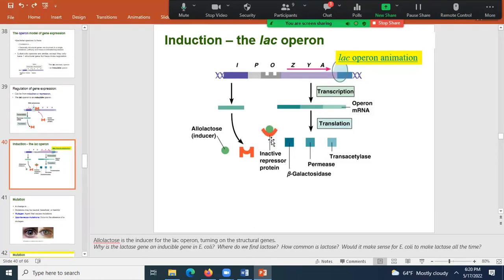When the repressor protein is inactivated, it cannot bind to the operator. And then if the operator isn't bound, RNA polymerase will move down the gene and then transcribe the lactase gene. Any question about any of that?